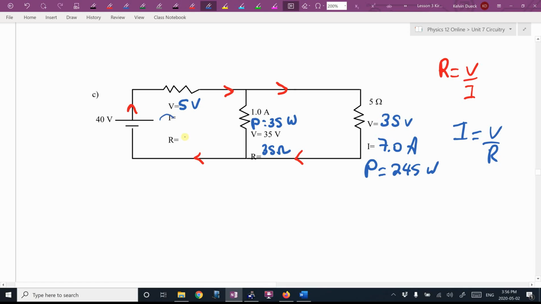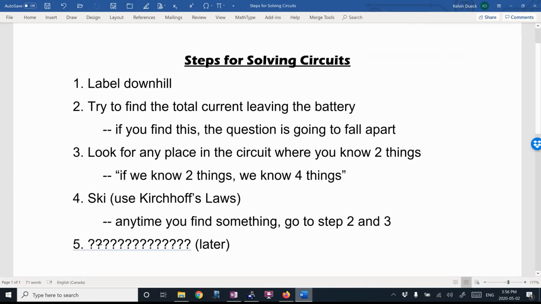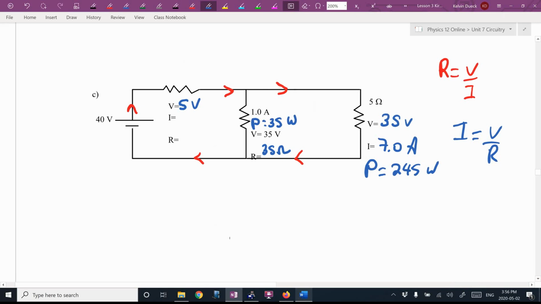Oh, I still got these missing. Go back to step two. Can you figure out the total current leaving the battery? Now I can, because down this ski hill, I have 1 amp. Down this path, I have 7 amps. So 8 amps must be leaving the battery and going through that first resistor.